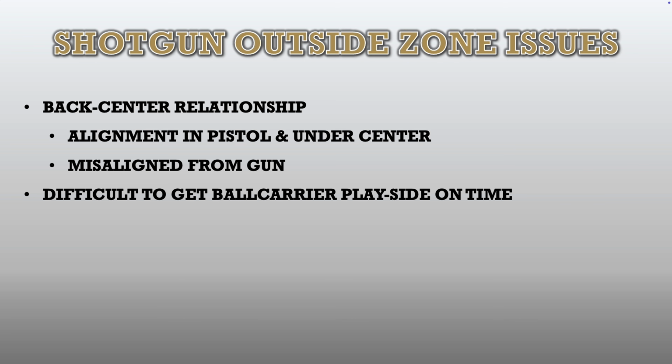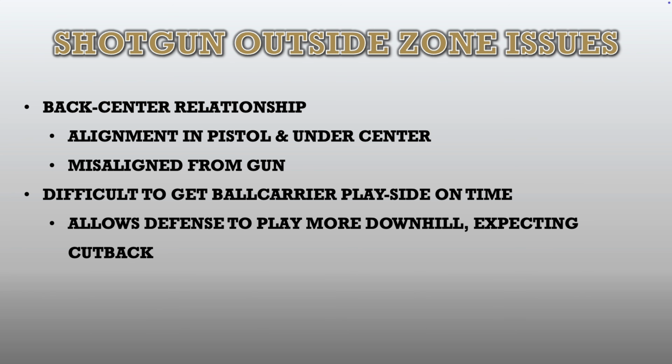So it's difficult with that misalignment to get on time to the play side. With this difficulty of being on time, the defense is able to play more downhill because they expect it to cut back. They're expecting that 3 technique or that 4-eye to prevent the ball from getting past the B gap.